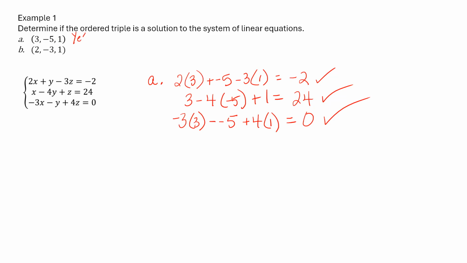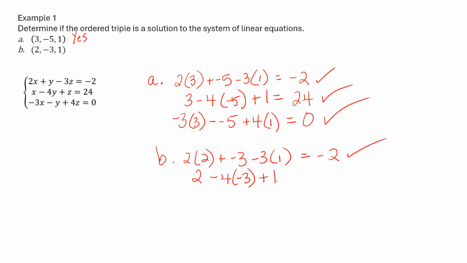A is a solution. If you try part B, if you try putting in that point, you have 2 times 2 plus -3 minus 3 times 1. And that's 4 minus 3, which is 1 minus 3, which is -2. That works. Second equation, put it in. You've got x, so 2 minus 4 times -3 plus 1 equals 2 plus 12, which is 14, plus 1, which is 15. So that does not work, which means that no, that is not a solution to the system.